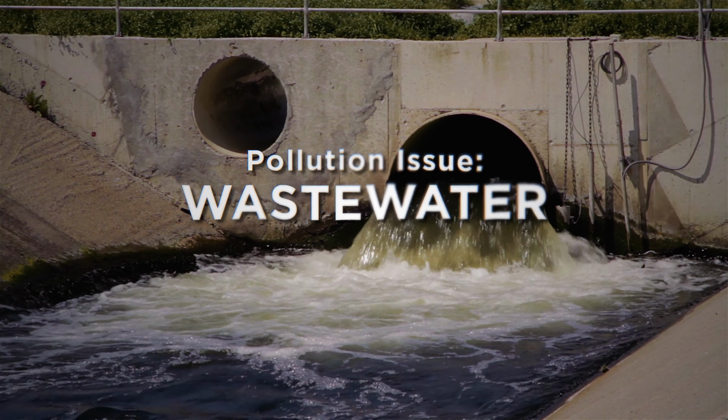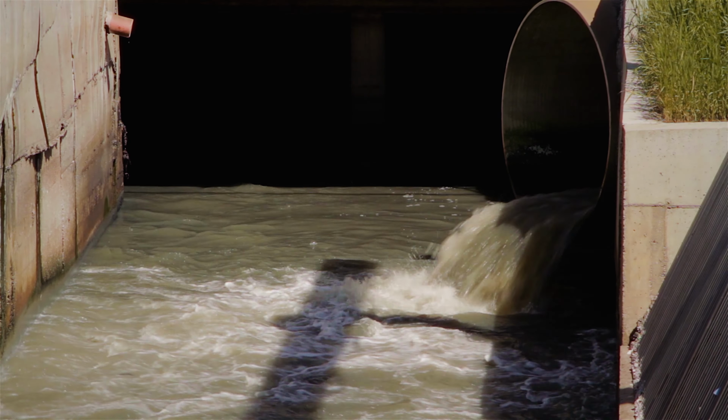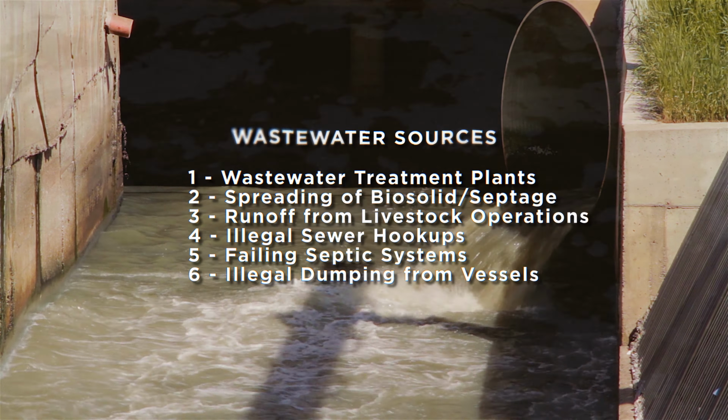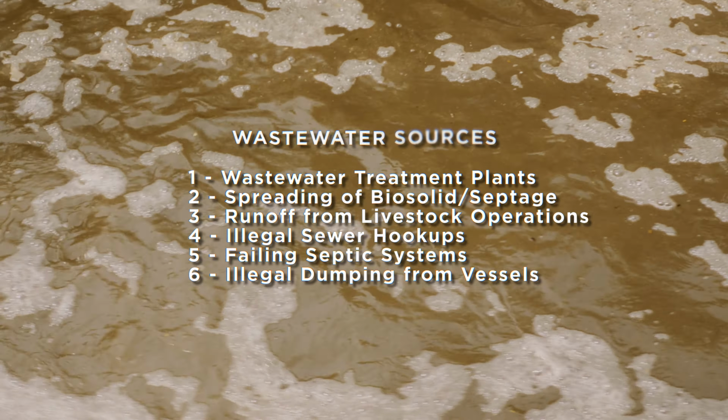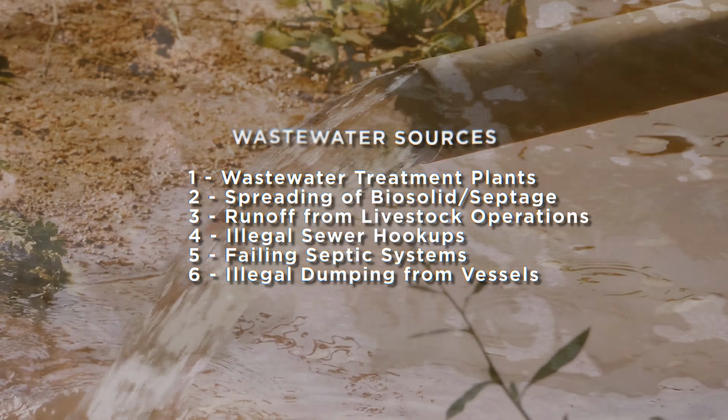Wastewater. What is it? Sewage can enter the river in many ways, from wastewater treatment plants, spreading of biosolid or septage, runoff from livestock operations, illegal sewer hookups, failing septic systems, and illegal dumping from vessels. Regardless of how it enters the river, pathogens and sewage can make the water unsafe and unenjoyable for recreation.